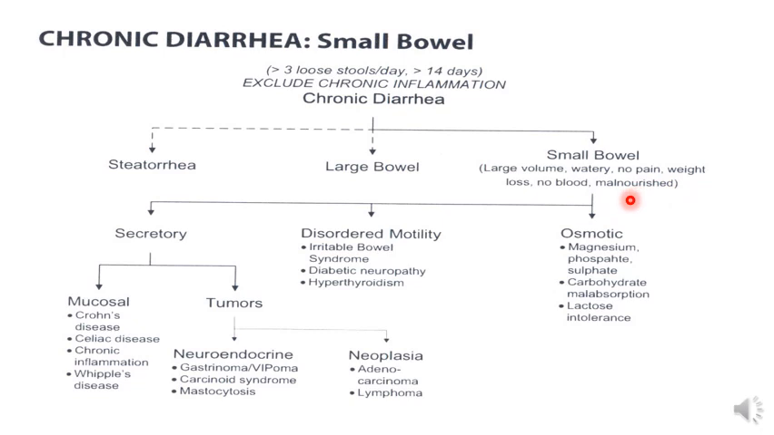So you have 3 differentials in this category. You have secretory diarrhea: mucosal, Crohn's disease, celiac disease, chronic inflammation, and Whipple's disease. Tumors like neuroendocrine carcinoma, vasoactive intestinal peptidoma, carcinoid syndrome, and mastocytosis. Here histamine is released. Neoplasia, adenocarcinoma, and lymphoma. Disordered motility: irritable bowel syndrome, diabetic neuropathy, autonomic neuropathy, and hyperthyroidism.